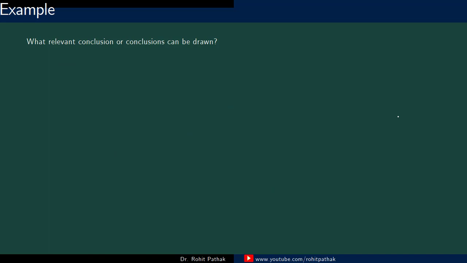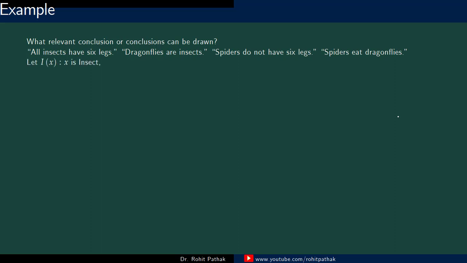What relevant conclusion can be drawn? So the first premise, or first statement, is: all insects have 6 legs. Dragonflies are insects. Spiders do not have 6 legs. Spiders eat dragonflies. So we convert them into quantified statements like this. Ix, X is an insect. Lx, X has 6 legs. Dx, X is a dragonfly. Sx, X is a spider. And Exy, X eats Y.